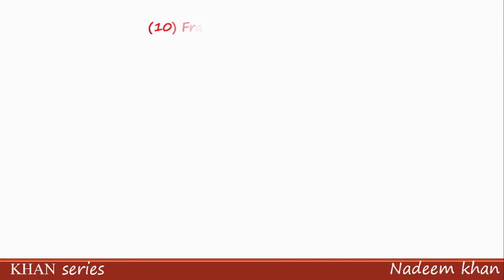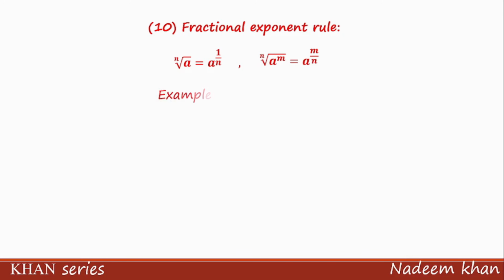Rule number 10, fractional exponent rule. Nth root of a equals a to the power 1 divided by n. Nth root of a to the power m equals a to the power m divided by n.